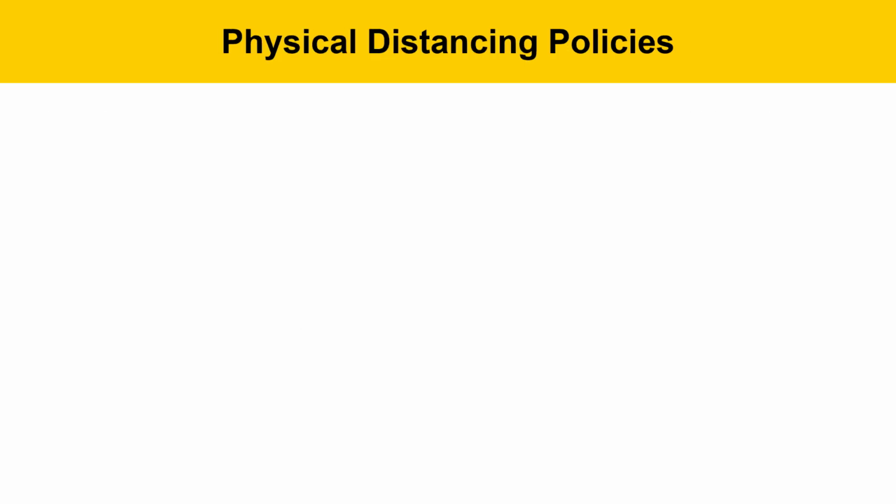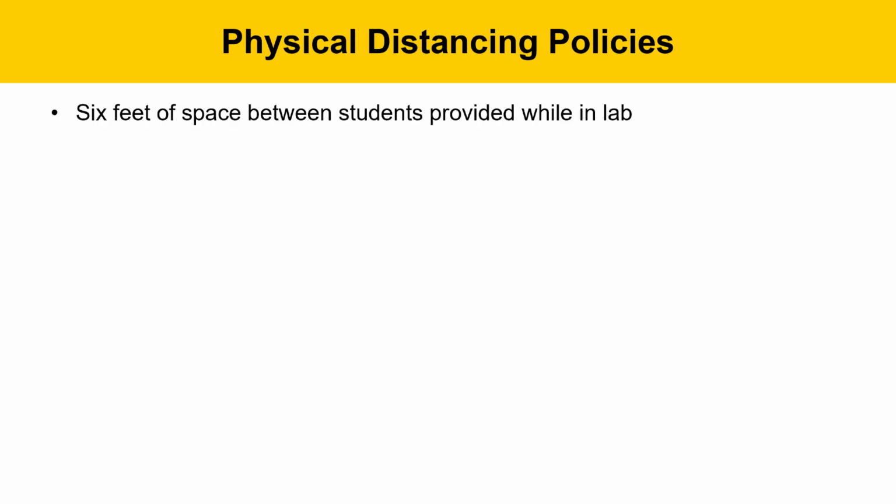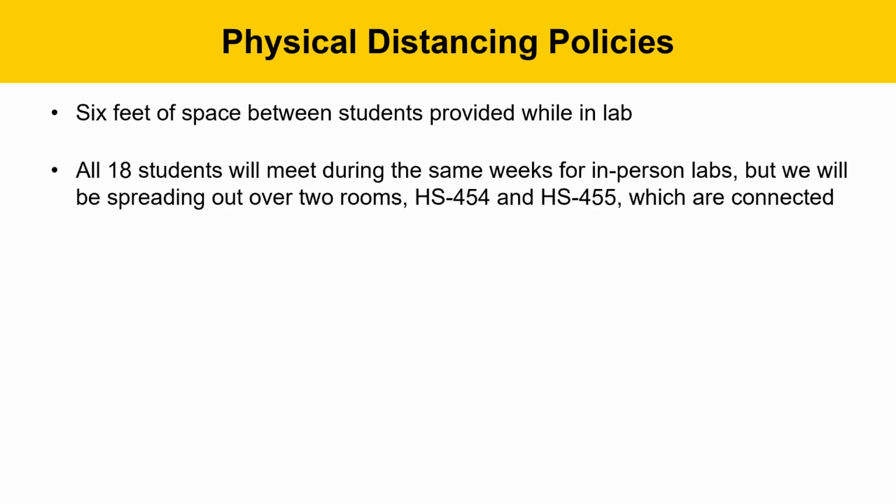Some of the specific physical distancing policies are listed on this slide. We're going to have 6 feet of space between students provided while you're in the lab. And the way we're going to do this is that all 18 students are going to meet during the same weeks for in-person labs. So on a given week, if it's an in-person lab week, everyone will show up, but we'll be spread out over 2 lab rooms, room HS454 and room HS455 in Halsey Science. And these 2 rooms are connected, so that'll effectively cut the density of the course in half.